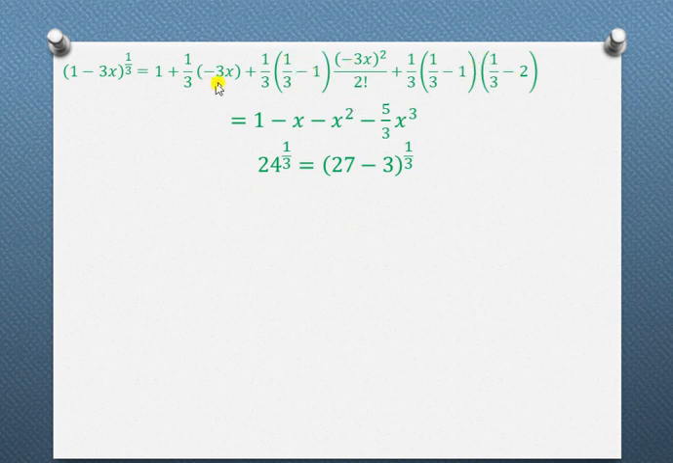Then the next step is you're going to multiply a third by −3. So you'll get −x. Then if you get a third into (a third minus 1), times (−3)² out of 2 factorial, you will come up with −1. Then you multiply it by your x². Remember, this x here is also affected by the square. Should you do the same here, you will also get the same thing.